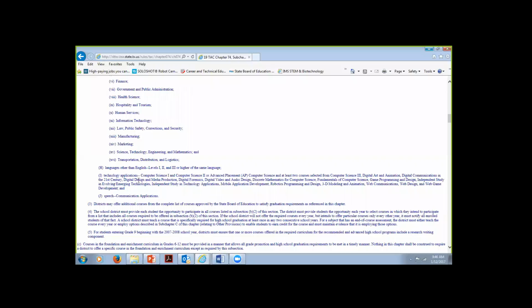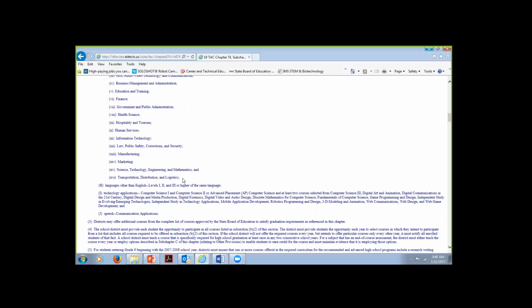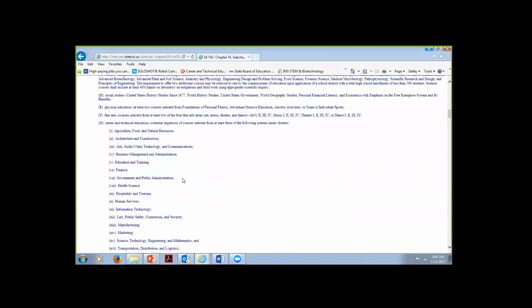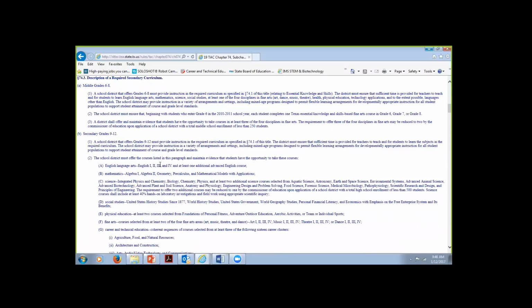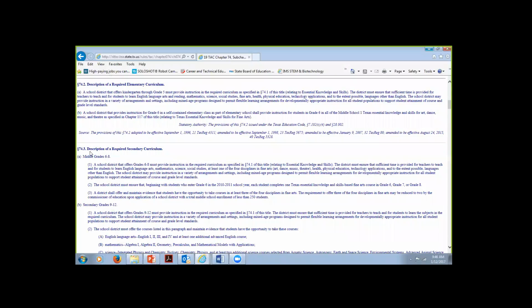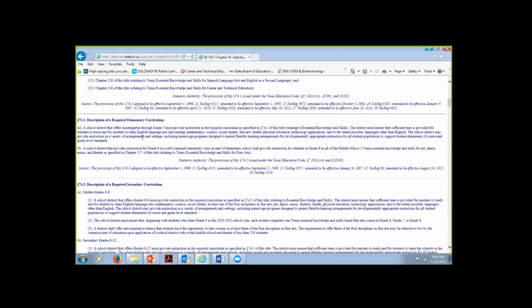And if we look at technology applications, you must be offering Computer Science 1 and Computer Science 2 or Advanced Placement Computer Science, or at least 2 courses from Computer Science 3, Digital Art and Animation, or Digital Communications in the 21st Century. So make sure you're mindful of that as you're going forward with your planning and meeting the requirements outlined in 74.3(b) for secondary studies for students.